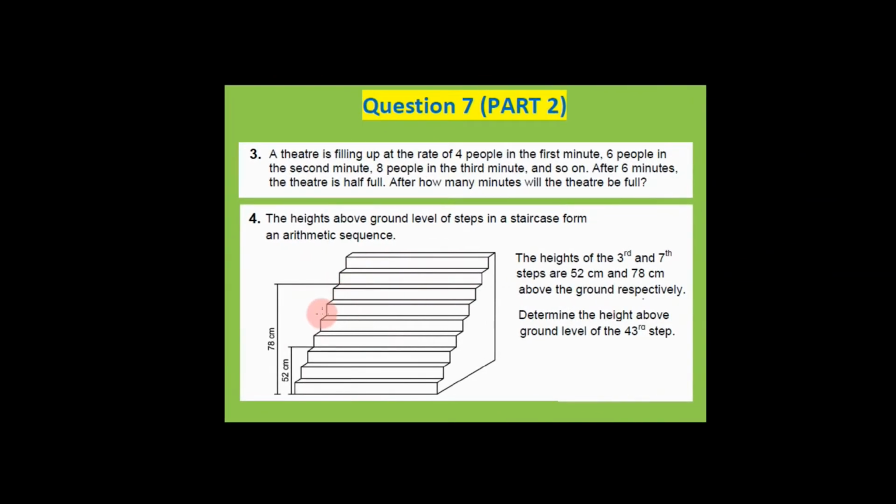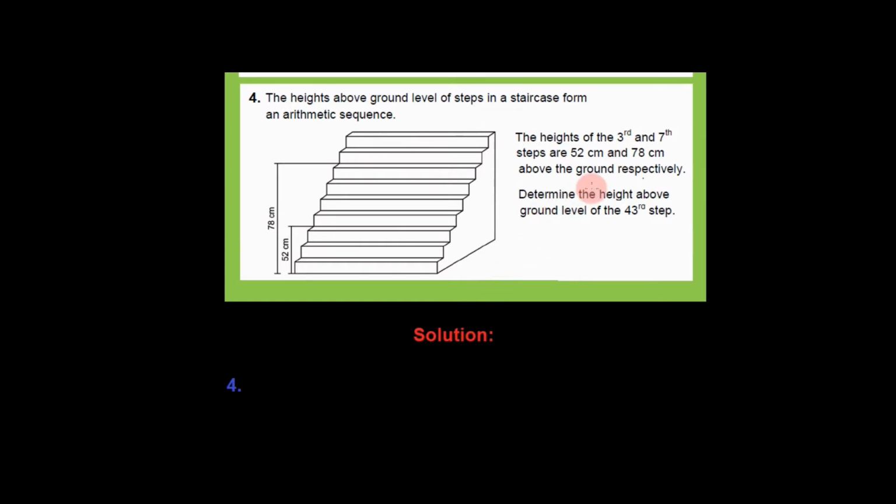In number 4 it says, the heights above ground level of steps in a staircase form an arithmetic sequence. So here's the staircase. The heights of the 3rd and 7th steps are 52 centimeters and 78 centimeters above the ground respectively. And it says, determine the height above ground level of the 43rd step. Now, let's write down this information. The heights of the 3rd and 7th steps are 52 and 78.